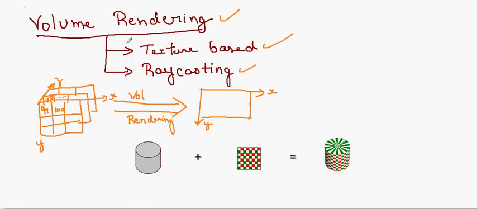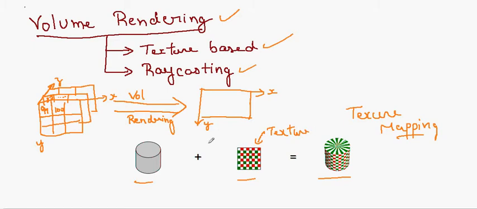Before telling about what is texture based volume rendering algorithm, I'll talk about something called texture mapping. In the figure that I have put here, this is a texture. It's nothing but some pattern. We have some figure. It may be a cylinder or a cube or any three-dimensional volume data.